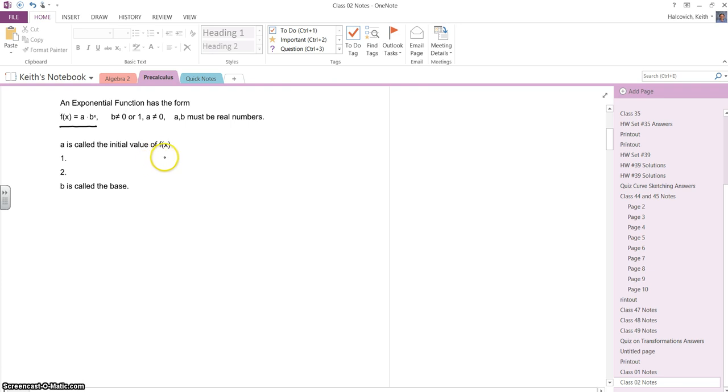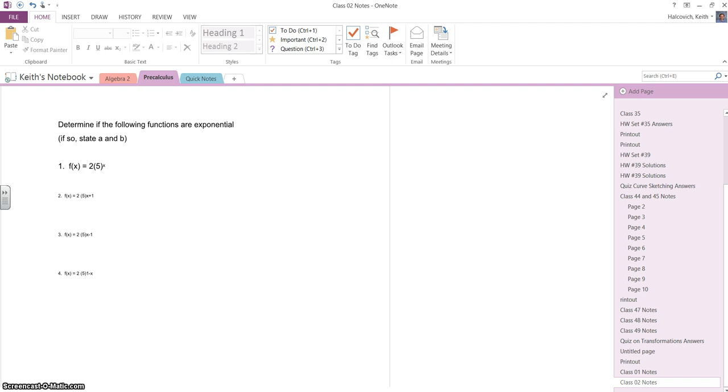A is called the initial value of x. Basically, that means it's the value of the function when x is equal to 0. And that's also the y-intercept. Because if I put 0 in for x, remember anything to the 0 power is 1, so it just gives you a. So that's the initial value or the y-intercept. B is what's called the base of the function. That is what you're raising to the power.